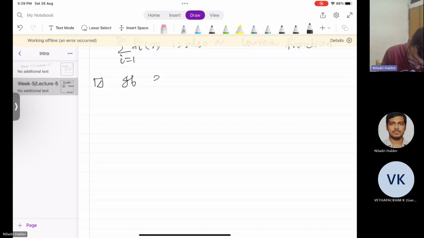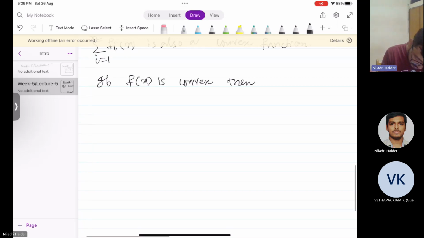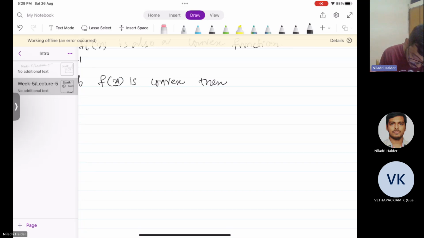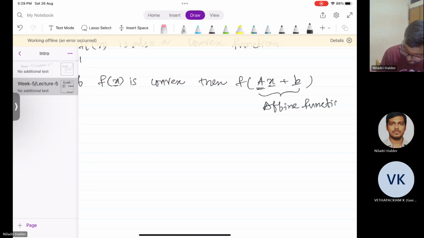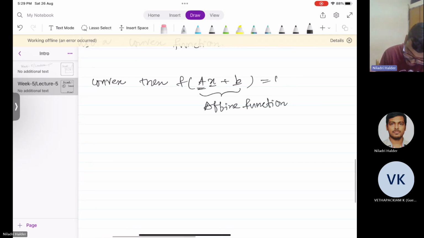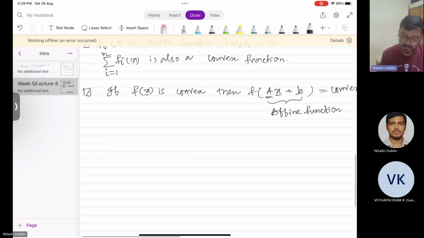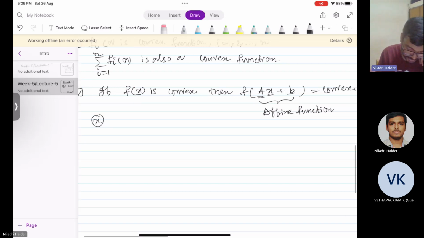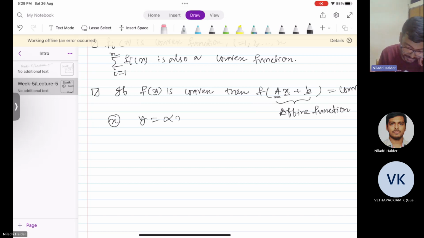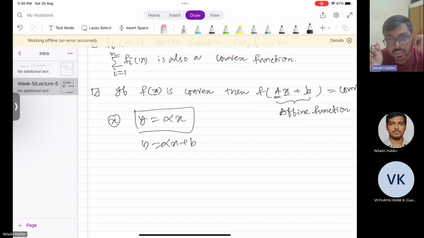Now if f(x) is convex, and suppose x is a vector, then f(Ax) with A a matrix, this is the affine function, is also convex. The difference between an affine function and a linear function is this: suppose x is a parameter and y is another variable. If y equals alpha x, this is a linear function. If y equals alpha x plus some other constant b or c, then it is called an affine function.